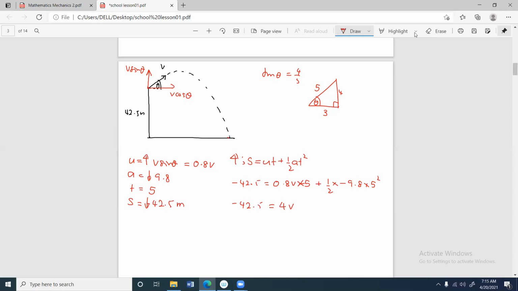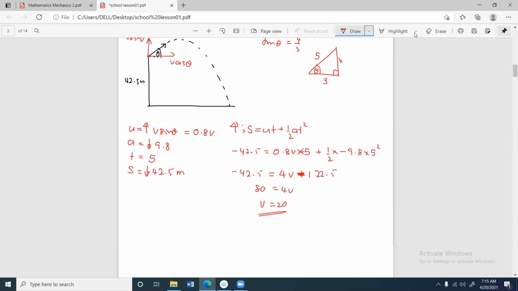So it turns out to minus 42.5 equals 4V, and here 0.5 into 9.8 into 25 is 122.5. Therefore 4V equals, this is minus 122.5. If you bring it to the other side, it's 80. Therefore V becomes 20. V becomes 20, right?